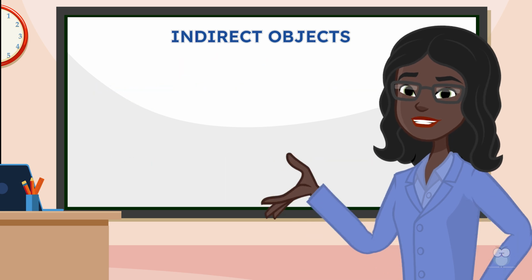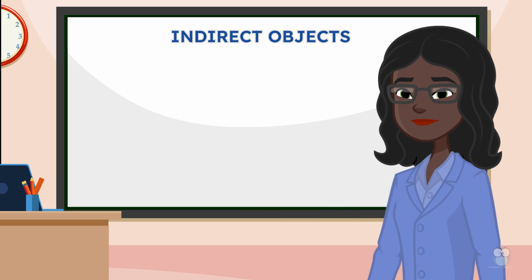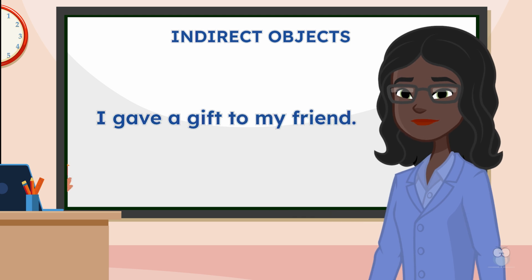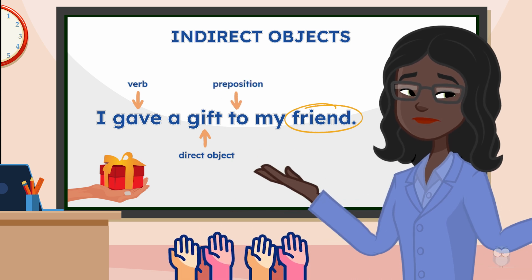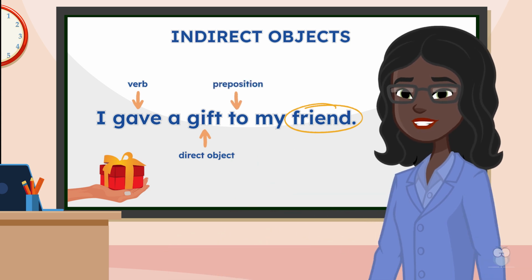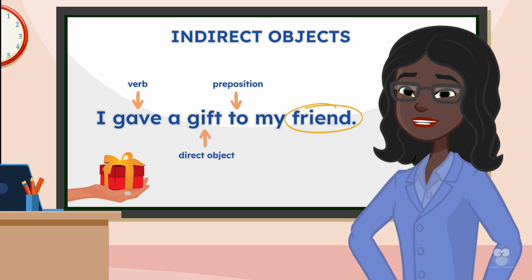For example, let's look at this sentence. I gave a gift to my friend. This sentence has the same meaning as the one before, but its grammatical structure has changed. The word friend is no longer the indirect object because it doesn't come between the verb and the direct object anymore. Now the word friend comes after a preposition, which makes that the object of the preposition. See the difference?